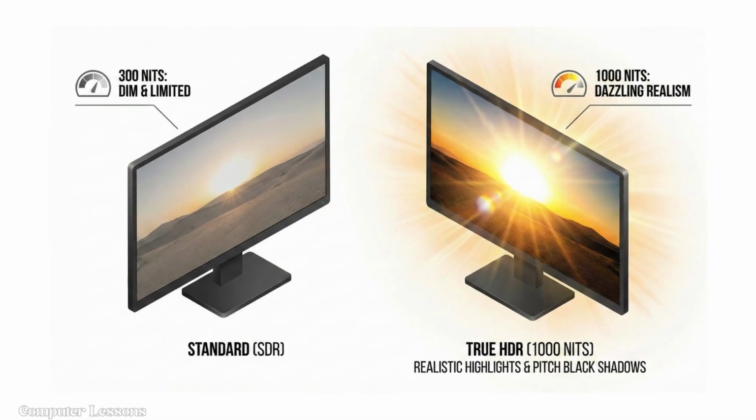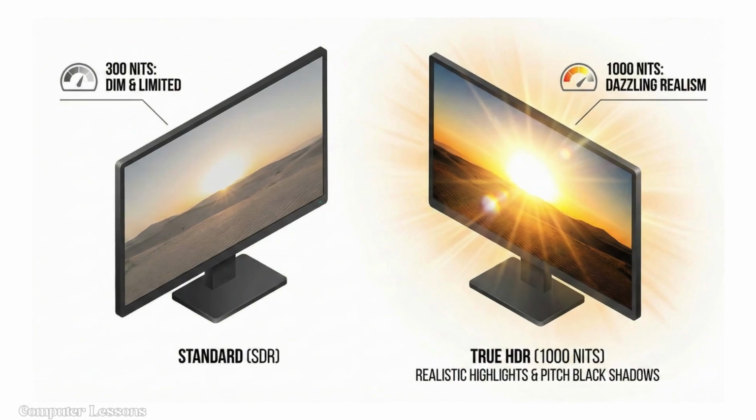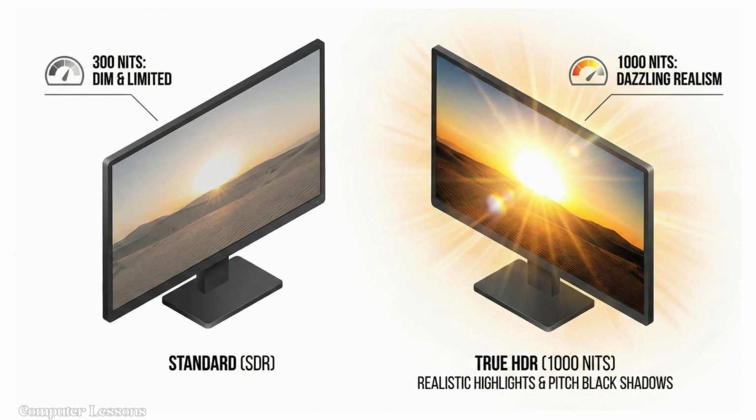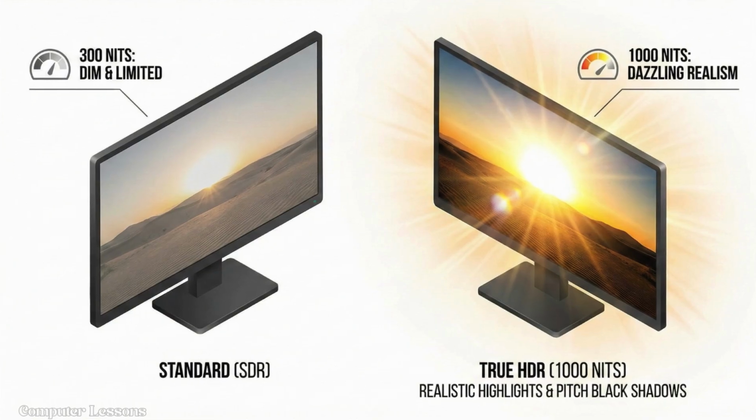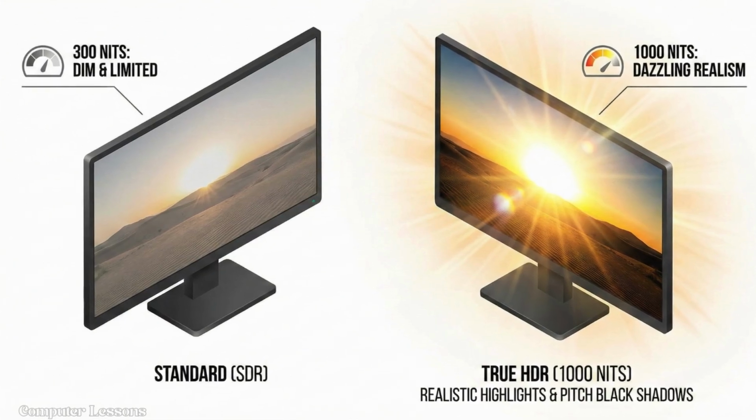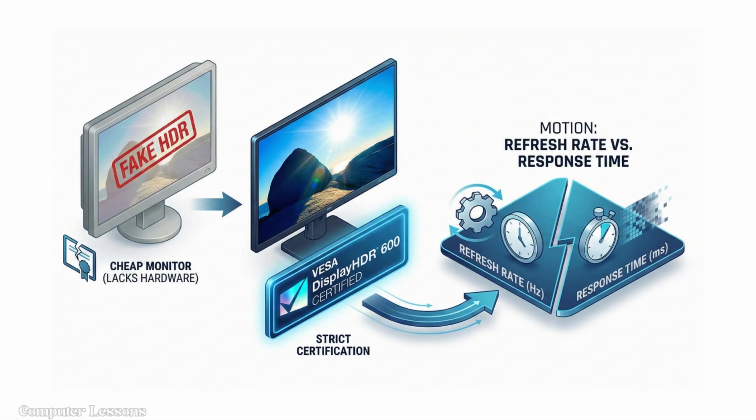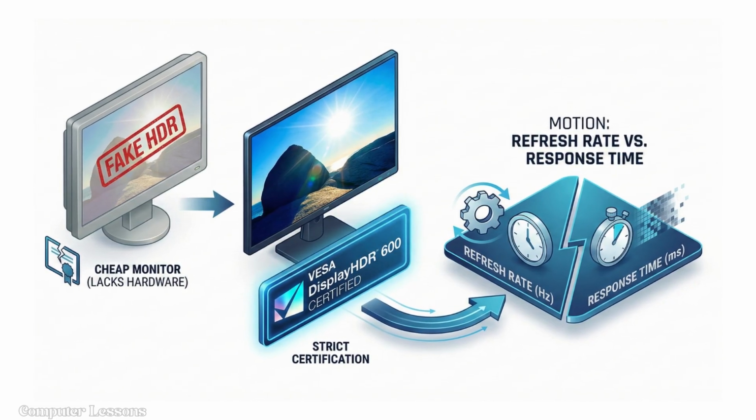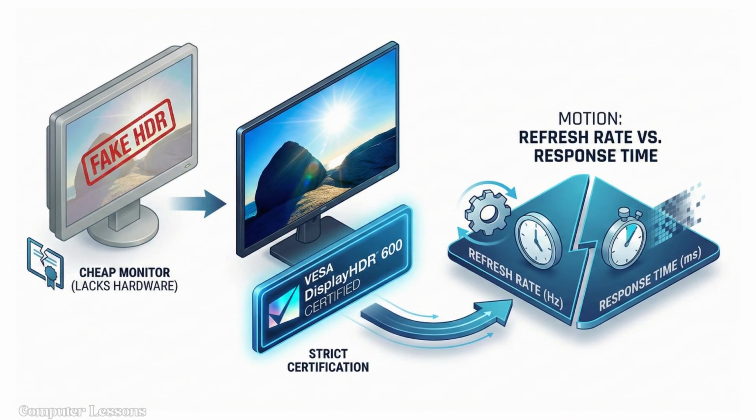This brings us to HDR, or High Dynamic Range. Real life is blindingly bright, but standard monitors are dim, usually hitting only 300 nits of brightness. A true HDR monitor can hit 1,000 nits, dazzling your eyes with realistic highlights while keeping the shadows pitch black. But be careful. Many cheap monitors claim to be HDR, but lack the hardware to actually display it. Always look for strict certifications like Display HDR 600.